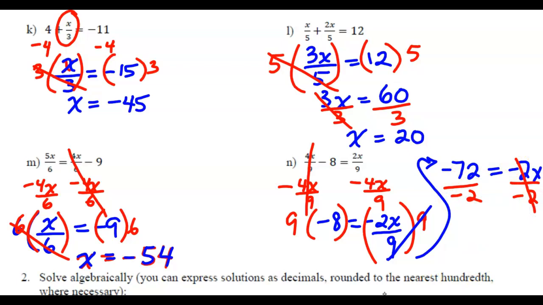Divide by negative 2. If you need to use a calculator for these, that's fine. Okay. But negative divided by negative is a positive, and then 72 divided by 2, that's going to be 36.